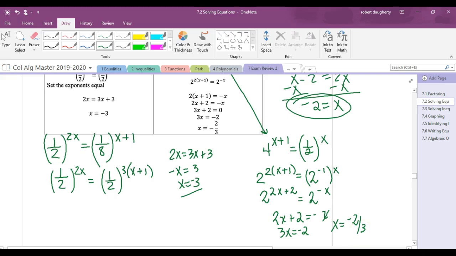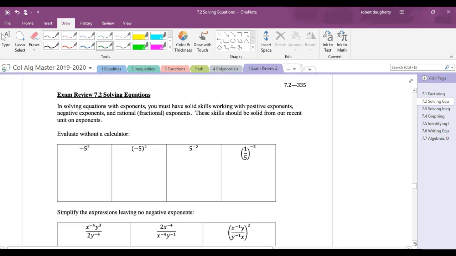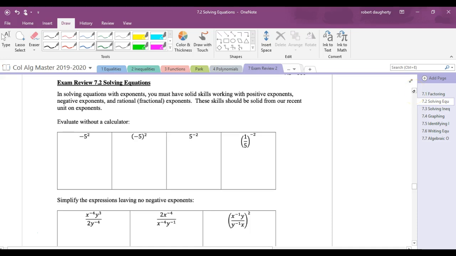Okay, so people found this a little bit confusing, but this is toward the end of the semester, so you should be okay with that. So here are some problems to work with solving equations involving some exponents.